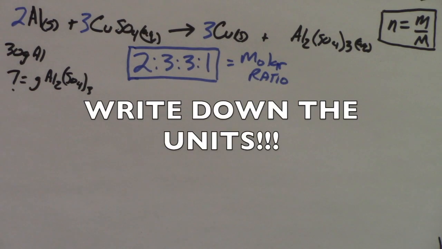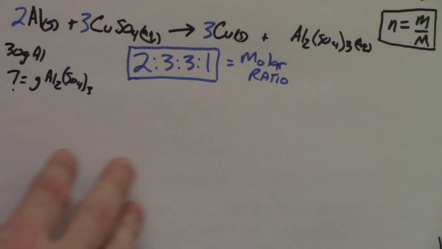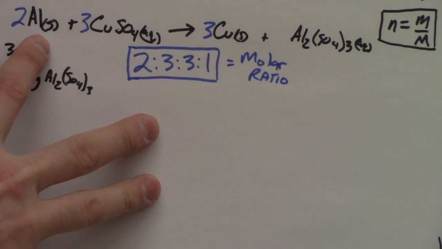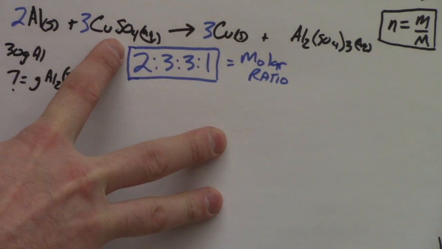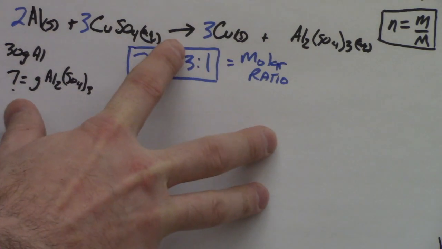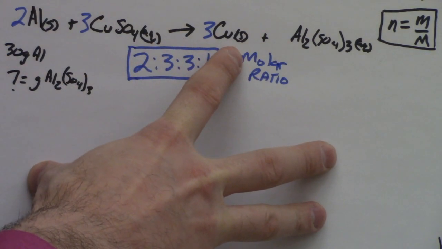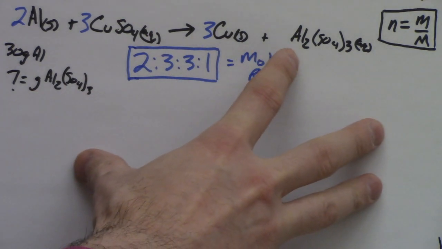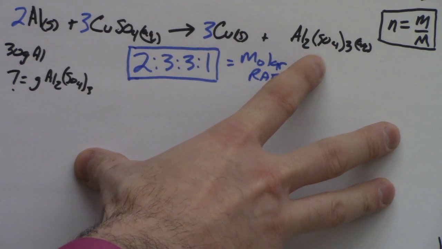You need to write down the units. I'll just say that a billion times. I've written down a bunch of things that we need. Here's our question. We have a solid chunk of aluminum reacting with copper 2 sulfate in an aqueous solution. It is going to produce solid copper. This is a single replacement reaction, if you've noticed already, and aluminum sulfate, aqueous.